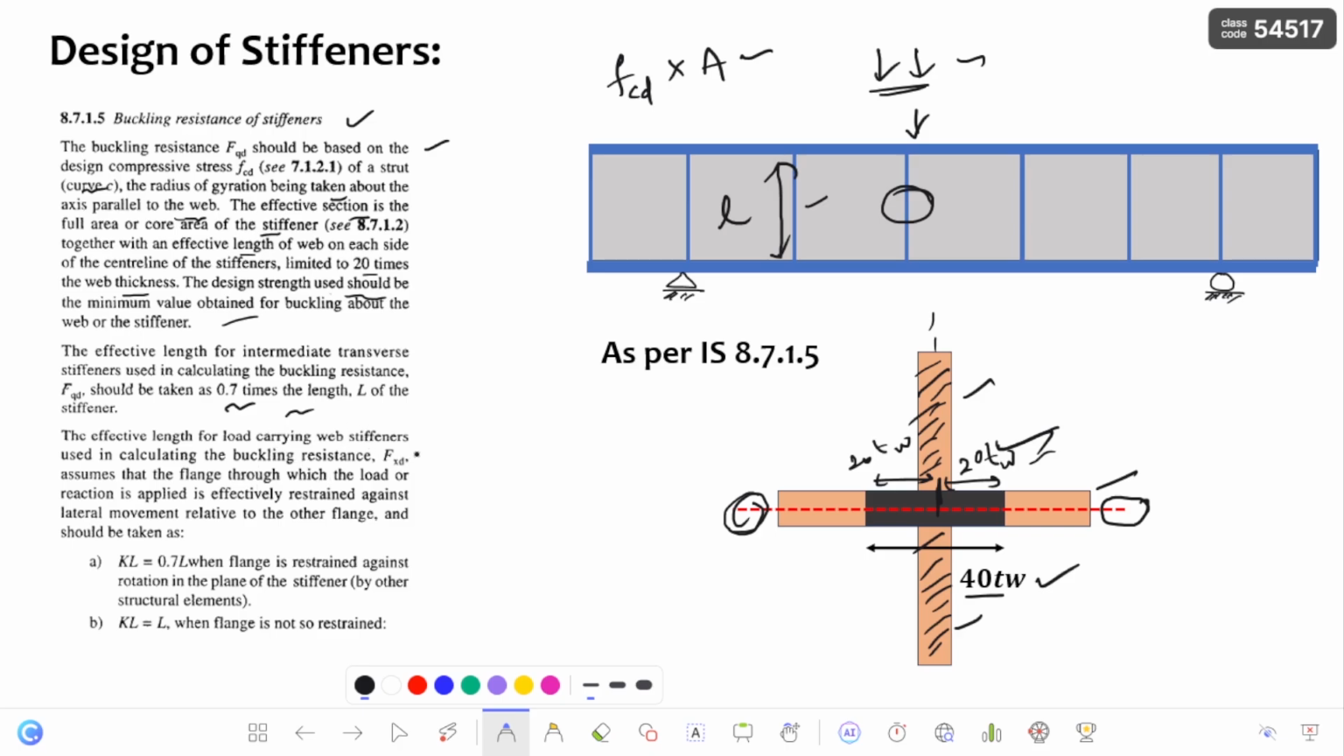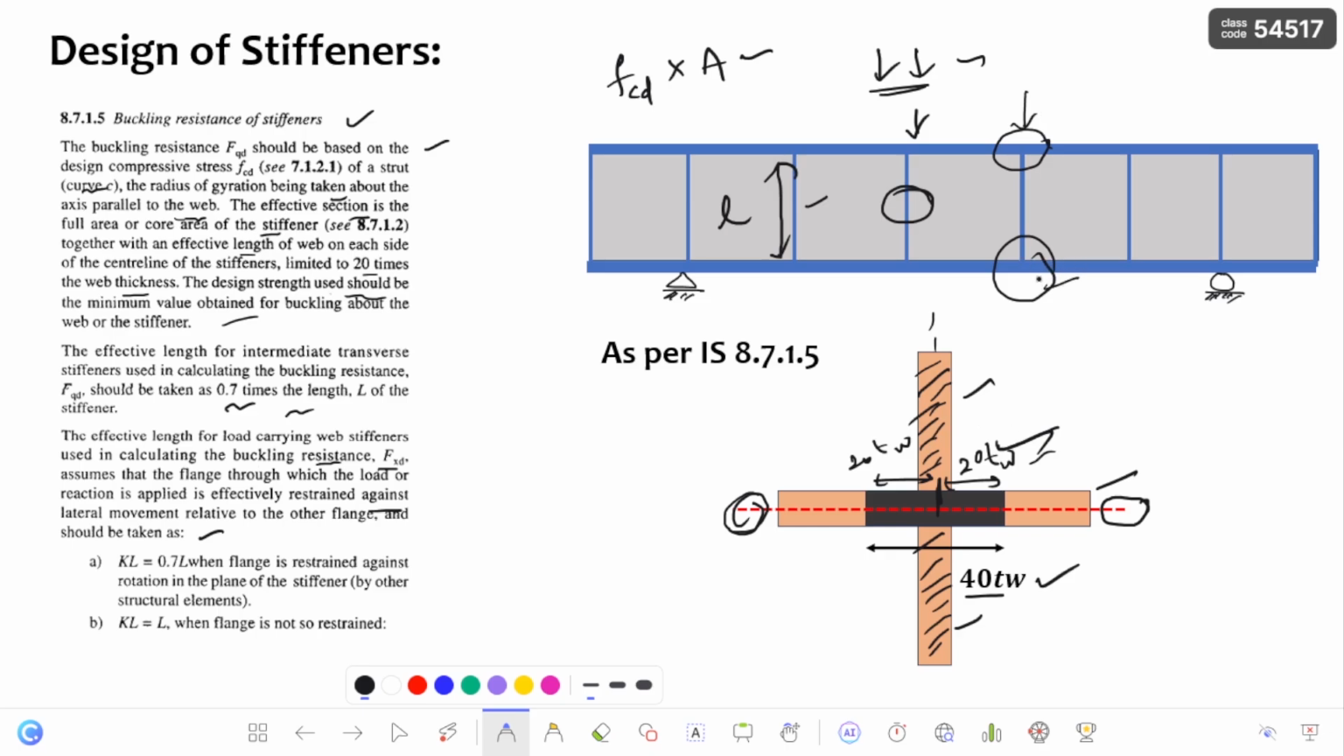Now coming to the other provision, this is regarding the load carrying web stiffeners. The effective length for load carrying web stiffeners used in calculating the buckling resistance FXD assumes that the flange through which the load or reaction is applied is effectively restrained against lateral movement relative to the other flange, and should be taken as follows. So here they have given the effective length for the load carrying web stiffener. It is assumed that the flange is restrained with respect to the relative movement of the other flange. That is, the top flange, on which the load is applied, is effectively restrained with respect to the relative movement of the bottom flange.